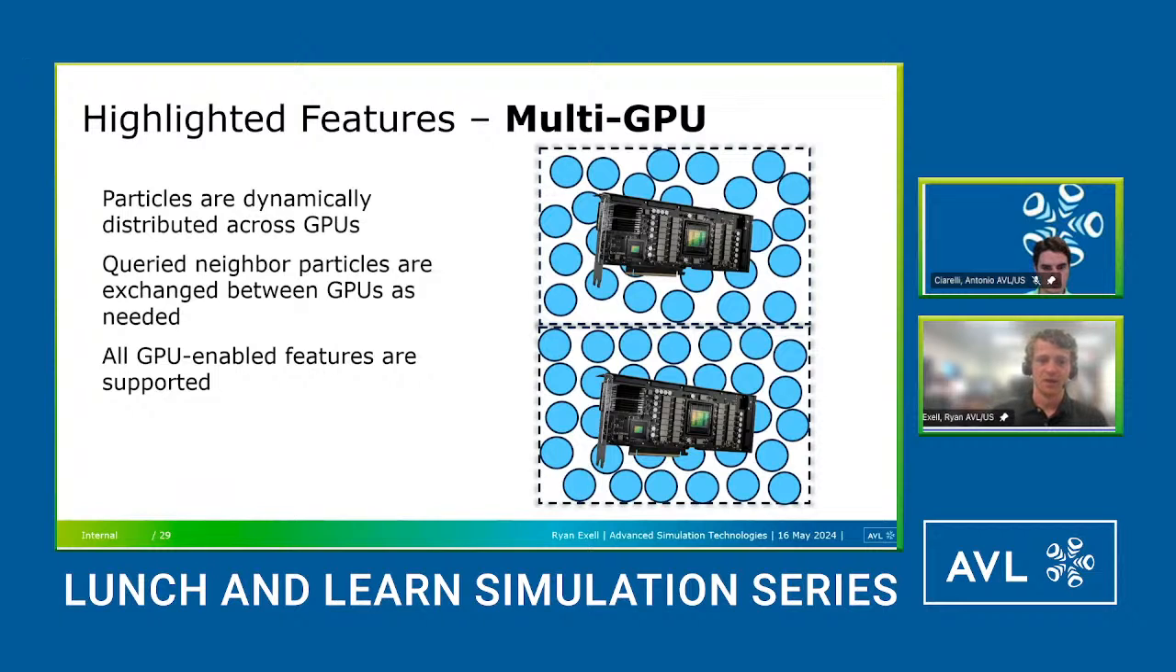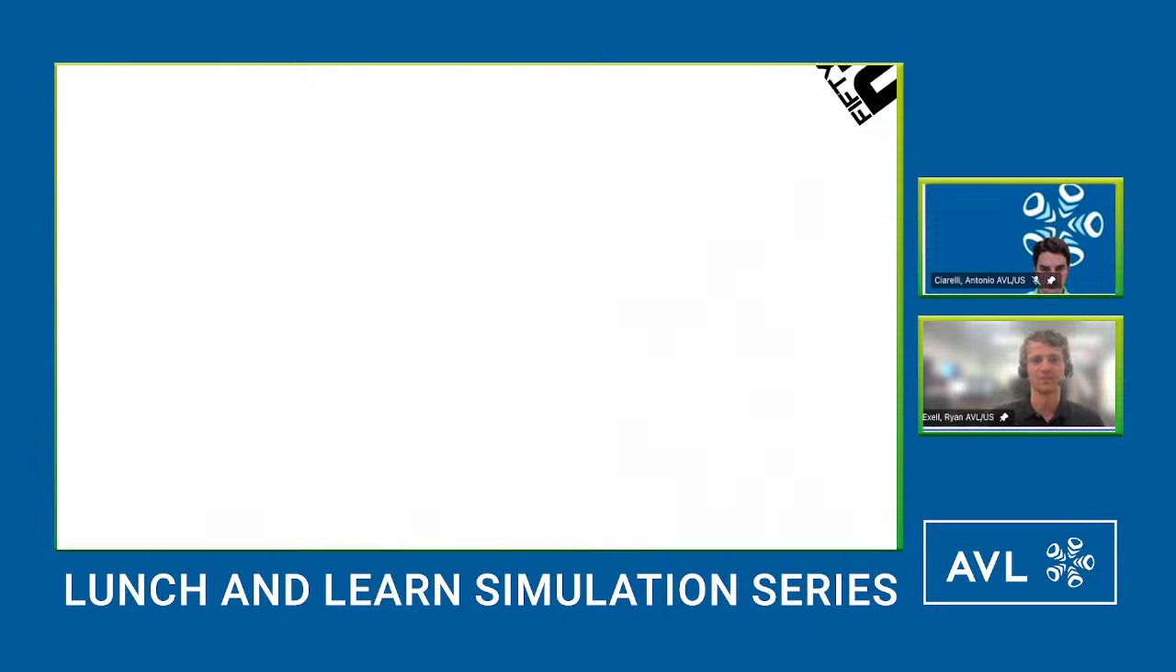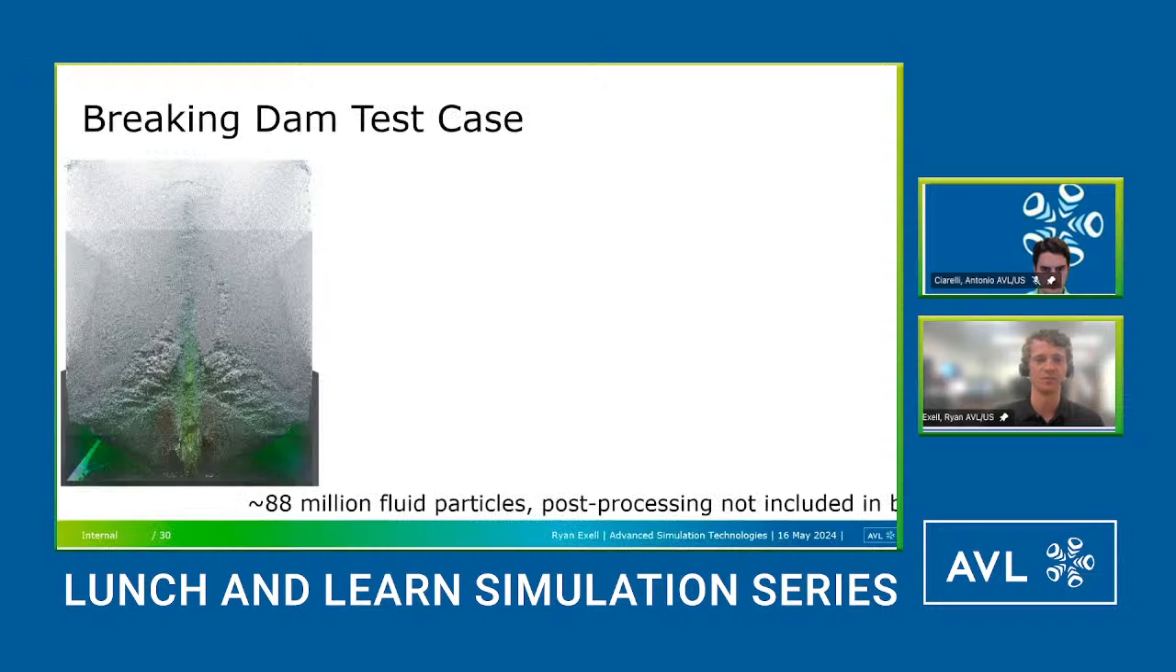Our most recent release, PreonLab version 6.1, has added multi-GPU support, which allows for distribution of particles across up to 8 GPUs on a single node at once. Multi-GPU simulations can lead to significantly faster speedups. It does that by dynamically distributing the particles across the GPUs and then only exchanging them between GPUs when they need them, to really get those increased simulation times. To benchmark these speedups, we'll show a simple breaking dam case with 88 million fluid particles and without considering post-processing.